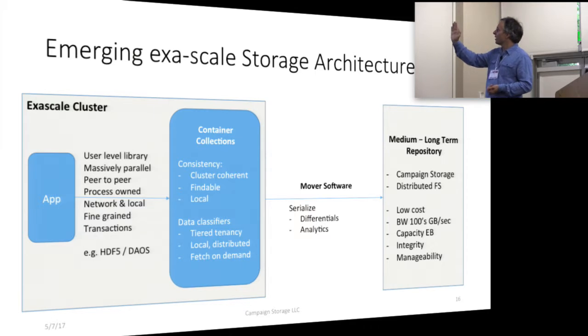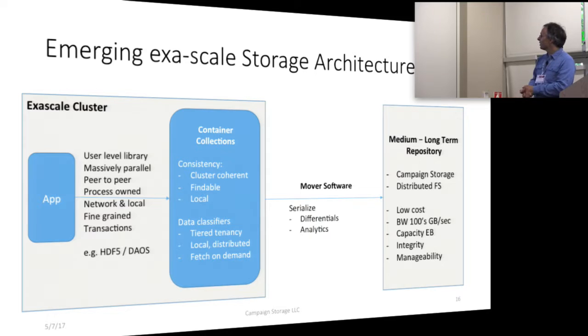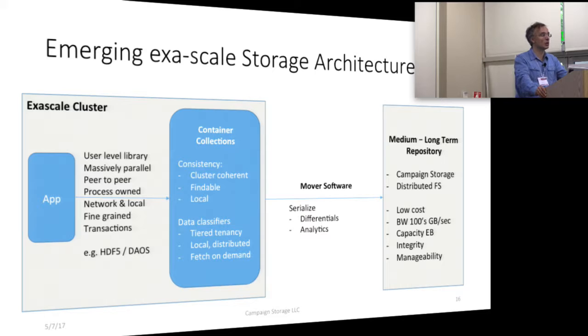The migration to slower tiers will happen with mover software, and the mover software will take this to a long-term repository of some kind. That long-term repository has very different qualities. You need low cost for the capacity, probably hundreds of gigabytes per second of bandwidth, but not terabytes, and the capacity will be very large. The integrity is very important. This data is going to stay here for a long time. It needs to be protected from bit rot and things. It also needs to be manageable because enormous volumes of data end up in these longer term archives.